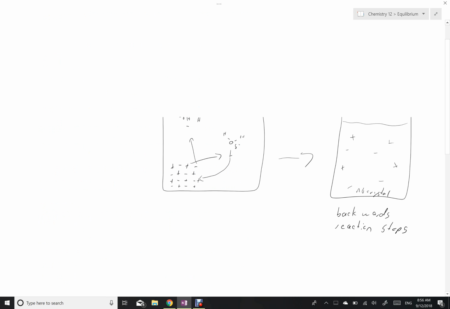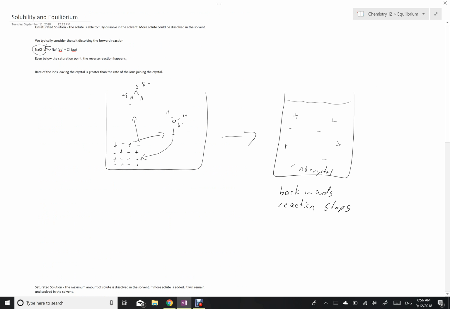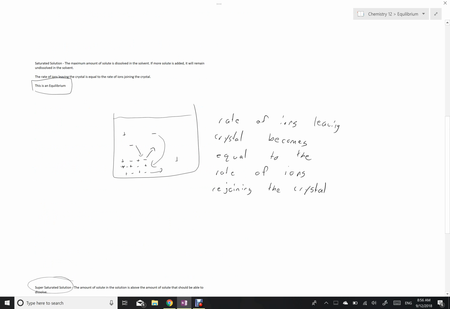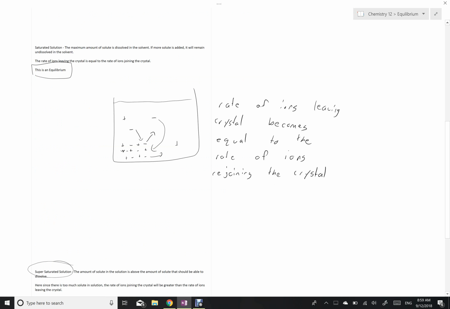So, below equilibrium or below saturation, we have more ions leaving the crystal than coming into the crystal, to the point where the crystal officially disappears and all the ions just exist as ions in the solution. At saturation, sorry about that. So until you have enough crystal that there's enough crystal to support the rate of the ions leaving the crystal being the same as coming back.